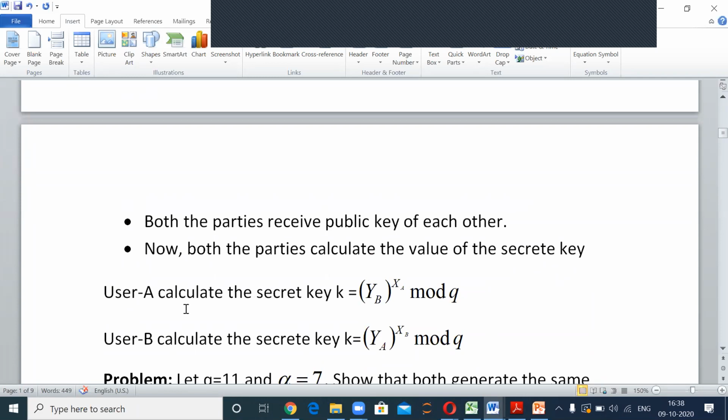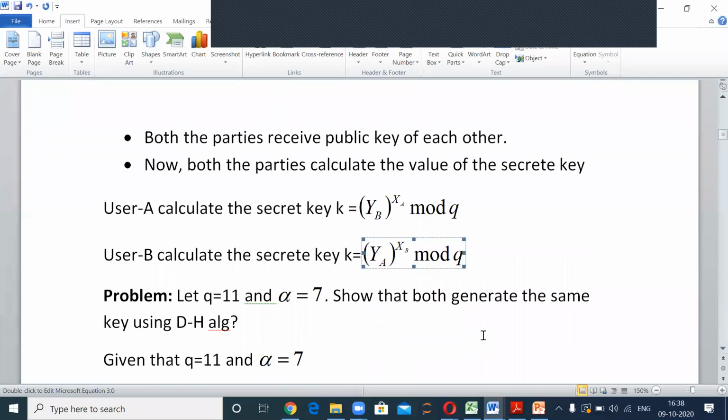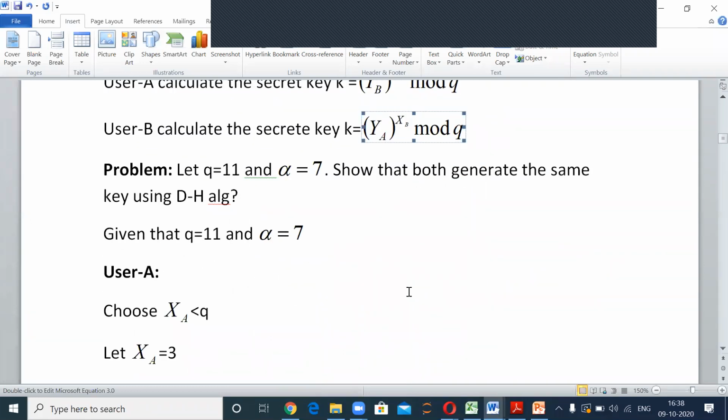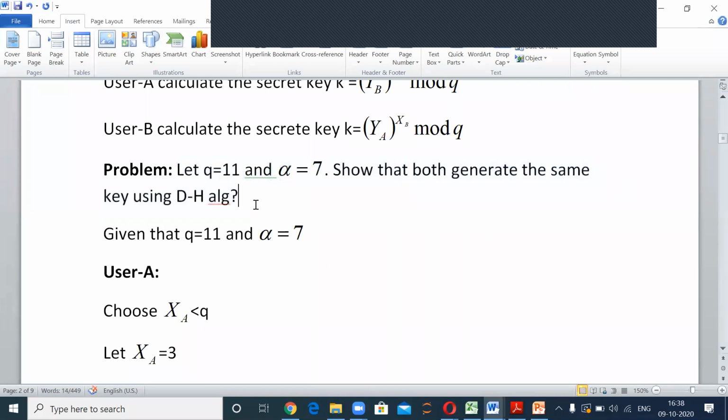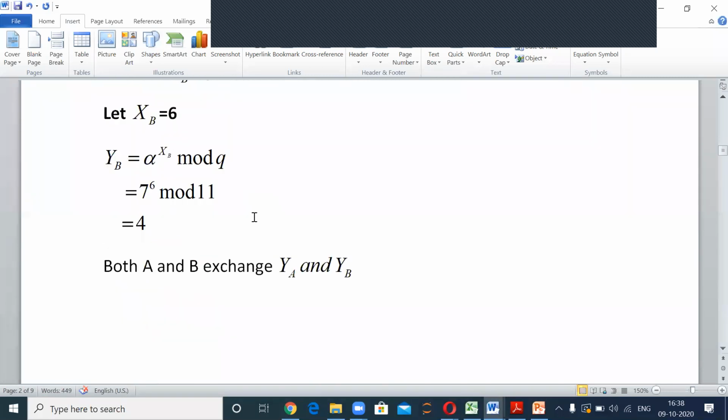How to calculate it? User A's secret key is calculated using this formula, and user B calculates the secret key using the other formula. As an example problem, q is 11 and the primitive root alpha is 7. Show that the sender and receiver will generate the same key using the Diffie-Hellman key exchange algorithm. That is the example I have given.